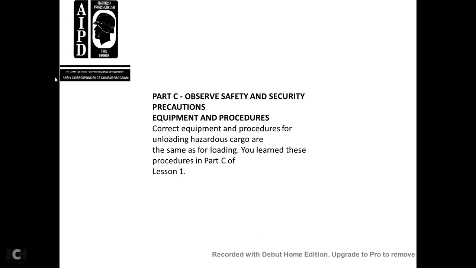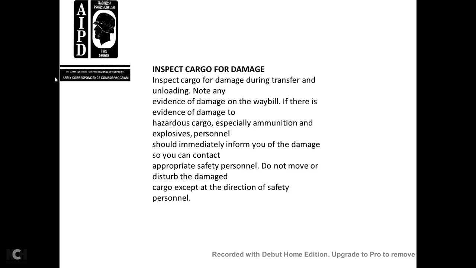Part C, observing safety and security precautions, equipment, and procedures. The correct equipment and procedures for unloading hazardous cargo are the same as for loading. You will learn the procedures for Part C in this Lesson 1. Inspect the cargo for damage before transfer and unloading. Note any evidence of damage on the waybill.